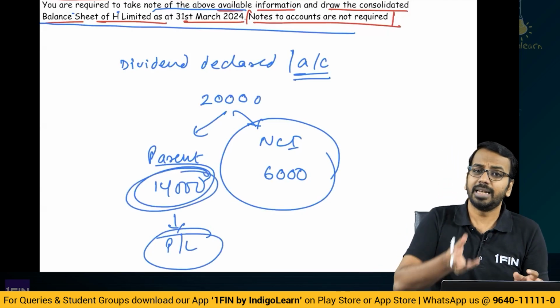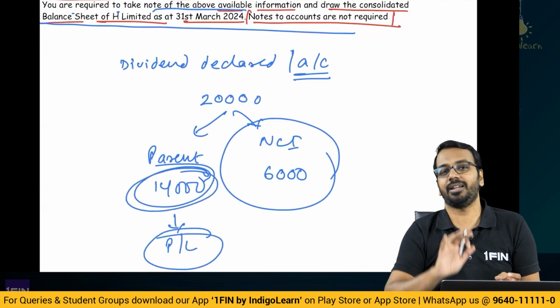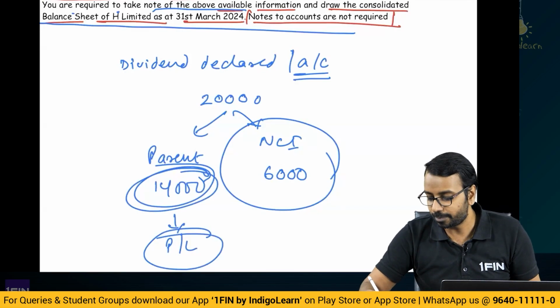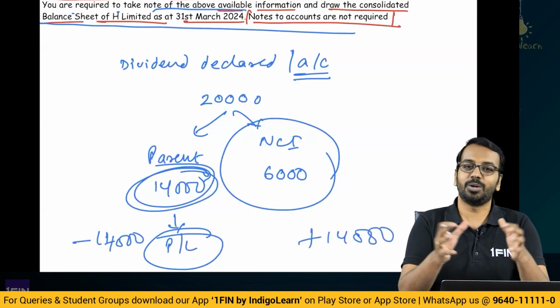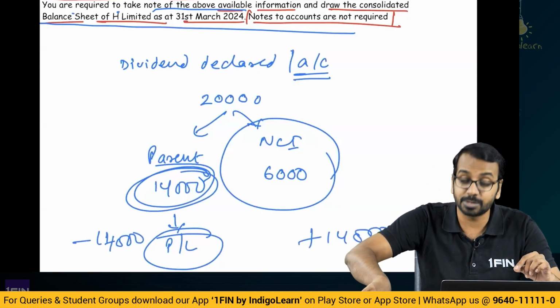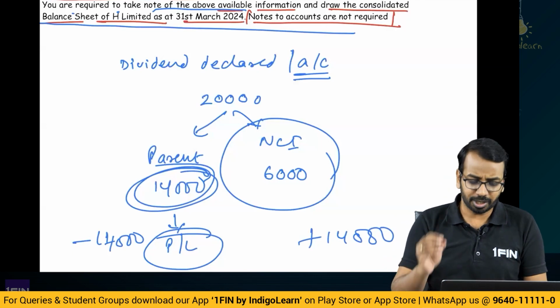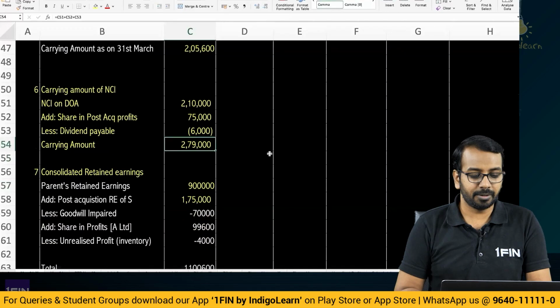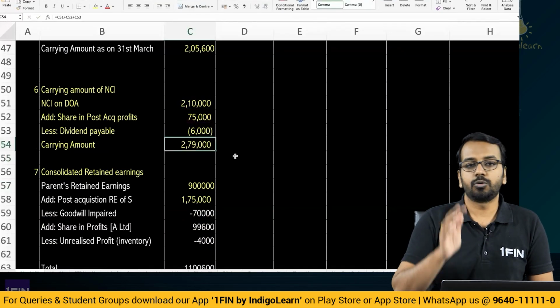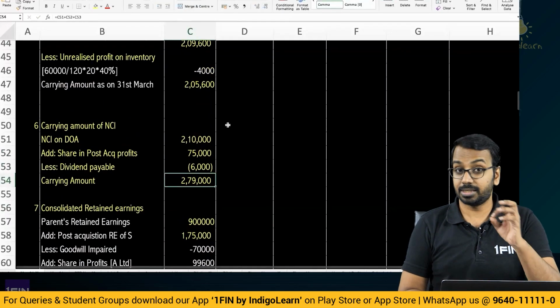Then what we will do? We will add that 14,000 to the subsidiary's retained earnings. So at parent I will do minus 14,000, in subsidiary I will do plus 14,000, and the consolidated retained earnings will be the same. So if dividend paid has been accounted for, no need to worry about it, no need to do any further adjustment. Okay, so this is the one change that will happen, that the NCI will come down to 279. Second, this is subsidiary.